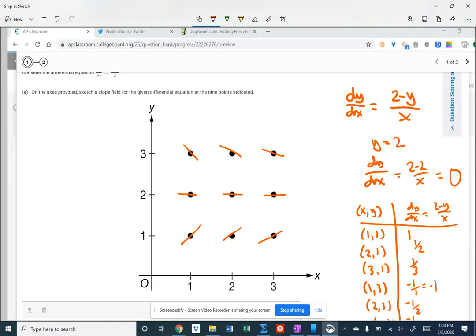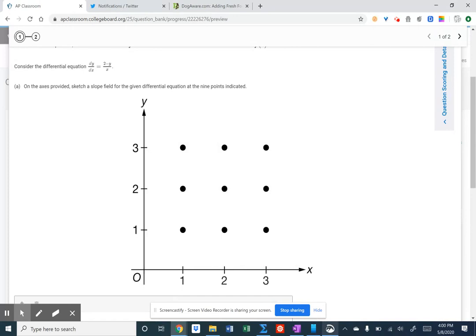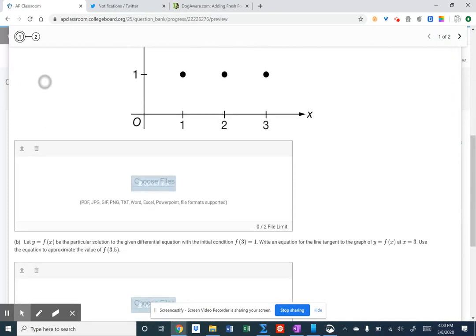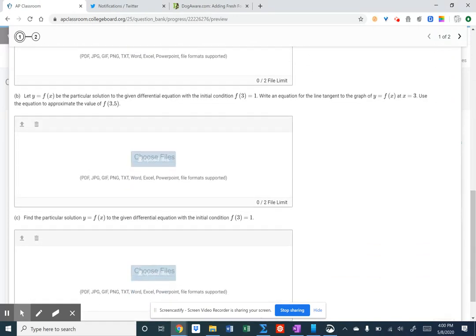Again, 1 point for the 0 slopes, 1 point for the other ones, and you're just trying to be reasonable and show that they follow the correct trend in the way things are supposed to go. All right, so that was part A. Let's get on to part B.